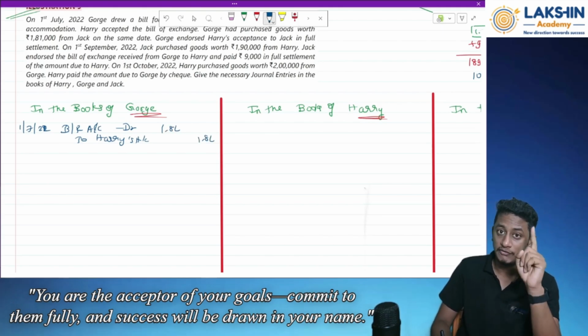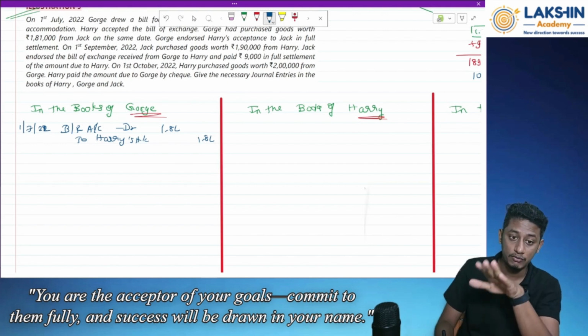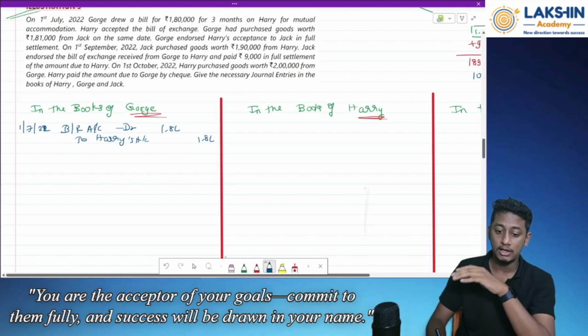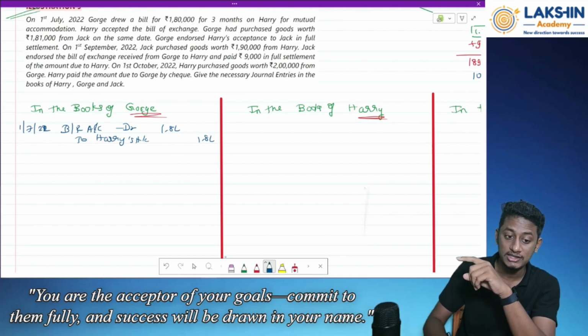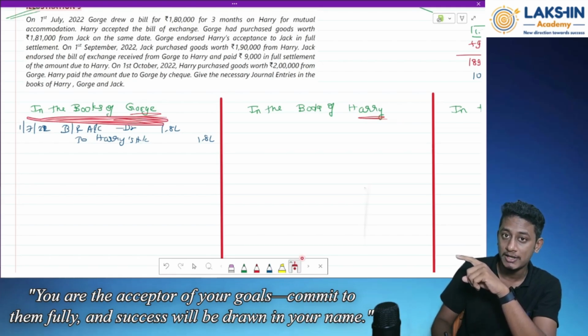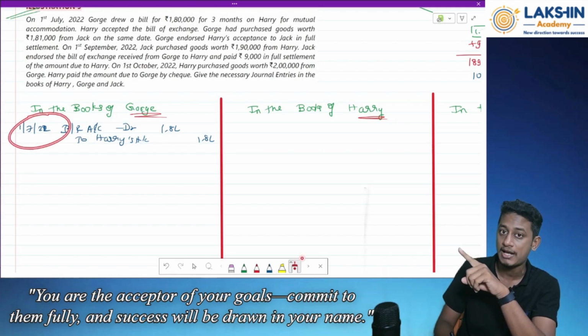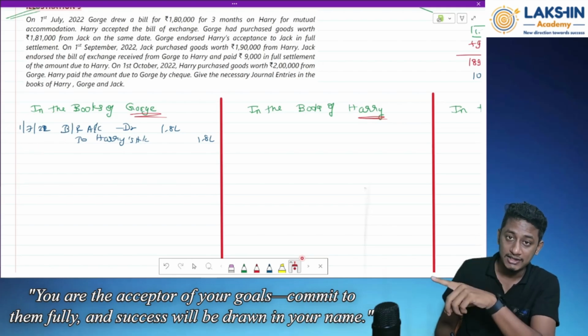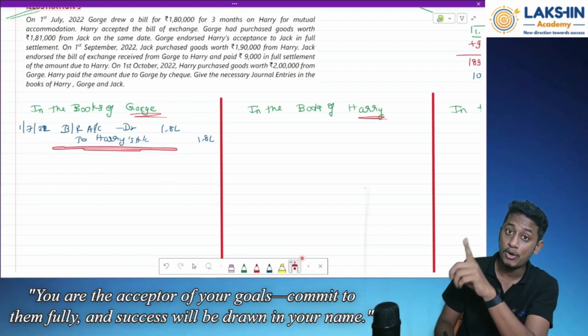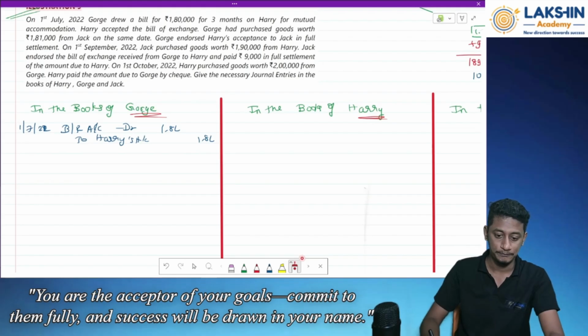See, before this there are no entries to be passed because the question starts from 1st July itself. There are no other entries before this date. This is the first entry that I am passing over here. Clear? Why am I saying this? Because this is really important at the last of the question. I will tell you why. Then going ahead.